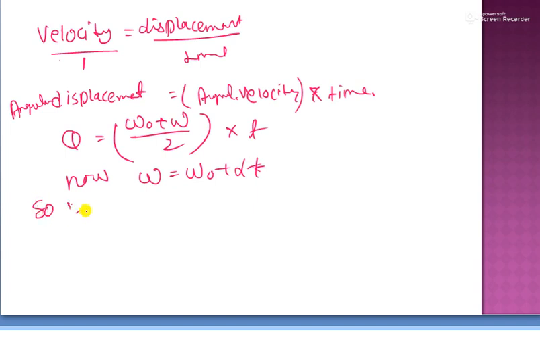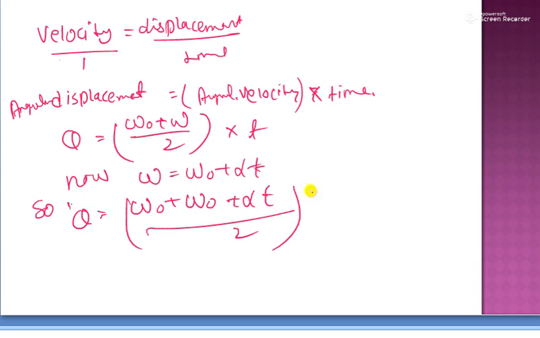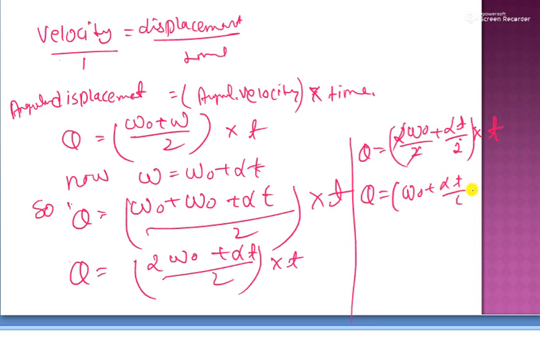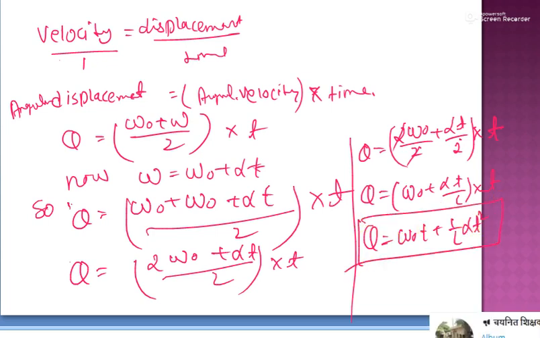So theta equals omega naught plus omega naught plus alpha t, upon 2, into t. Then theta equals 2 omega naught plus alpha t, upon 2, into t. Now students, theta equals omega naught by 2 plus alpha t by 2, into t. So 2 and 2 cancel, and theta equals omega naught plus alpha t by 2, into t. Now we multiply t into the bracket and theta becomes omega naught t plus half alpha t square. Okay students, that is the second equation of rotational motion.